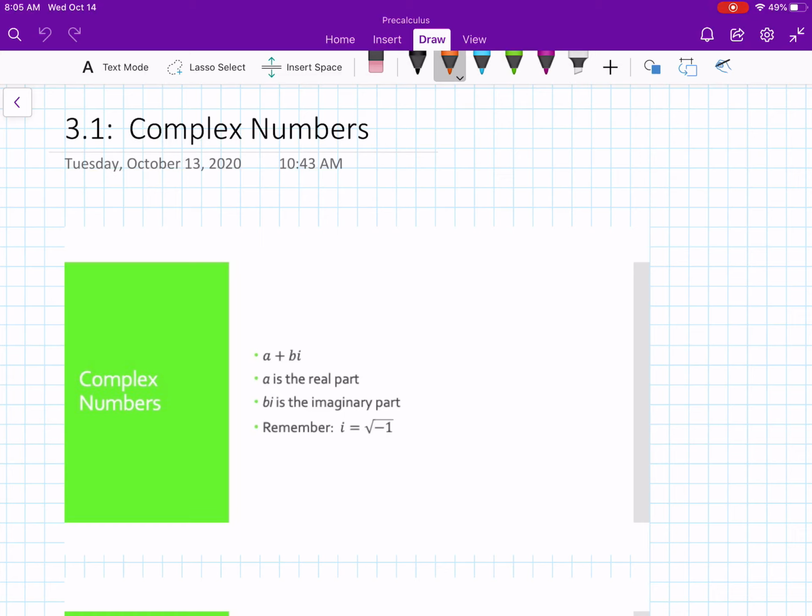So if we had the square root of -36, remember that was plus or minus 6i, because that's like the square root of 36 times the square root of -1. Square root of 36 is plus or minus 6. Square root of -1 is i.